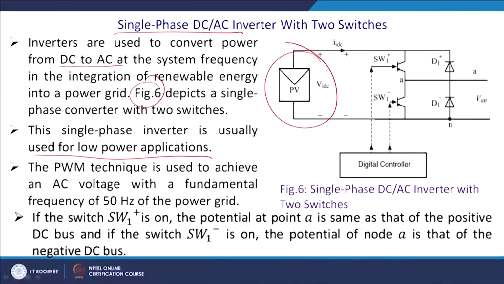The PWM technique is used to achieve an AC voltage of the fundamental frequency of 50 or 60 hertz, depending on what country you live in. If the switch SW1 is on, the potential at point A is the same as that of the positive DC bus, and if the other switch is on, the potential at A is that of the negative DC bus. So this point will go to the upper bus, and if the other switch is on it will go to the lower DC bus.